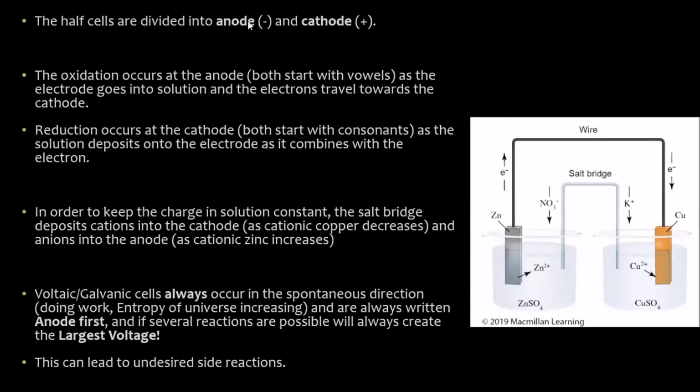So we mentioned anode. Anode is the oxidation, cathode is the reduction. And as we write these, look at them, it's always going to be anode first, followed by the cathode. Anode always followed by the cathode.